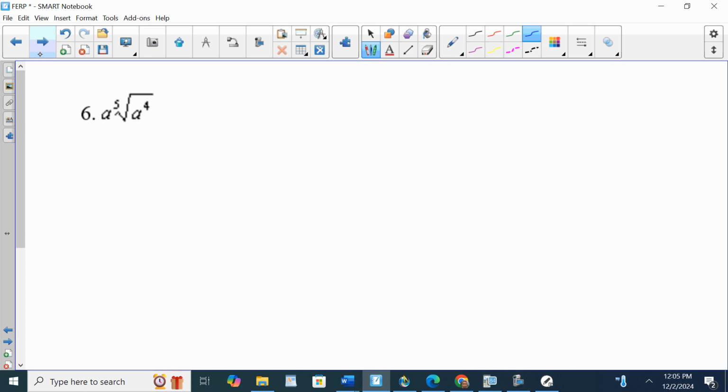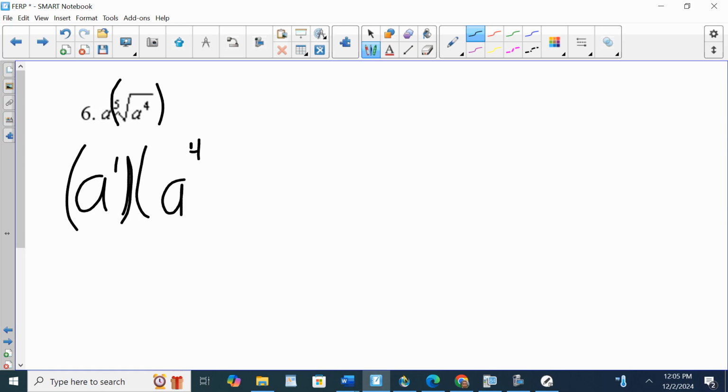Now, open response. Radicals are fractional exponents. Do I see a radical? Yes. So I rewrite it as a fractional exponent. So I have a to the first, and then I have a to the power over the root, 4 over 5. Get rid of parentheses. I'm good. There's no exponent outside parentheses. Negative exponents are fractions. I'm good.